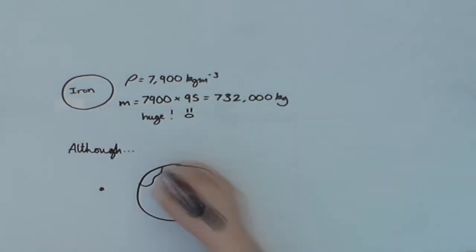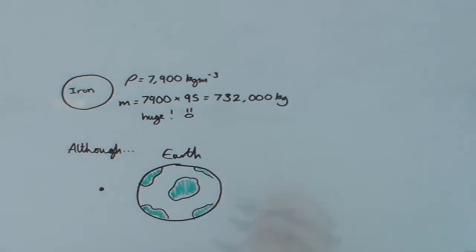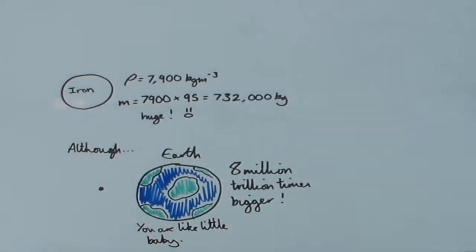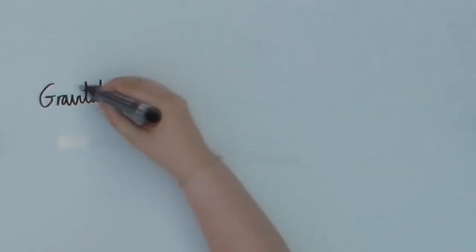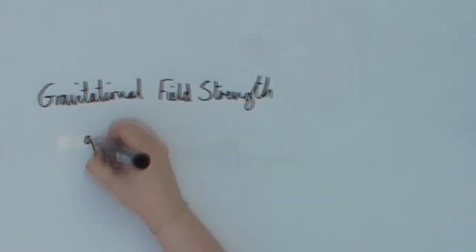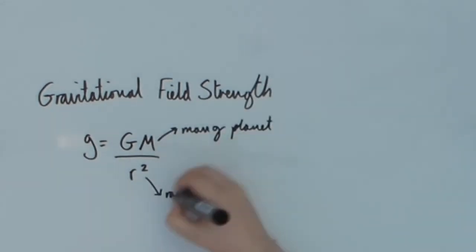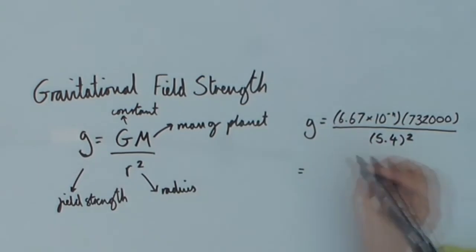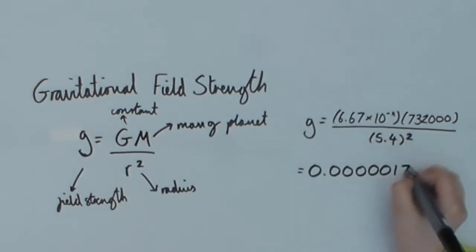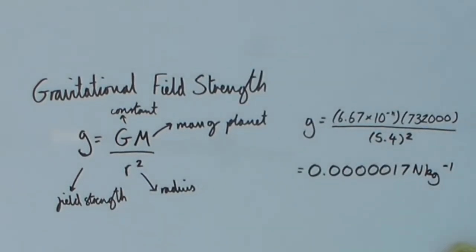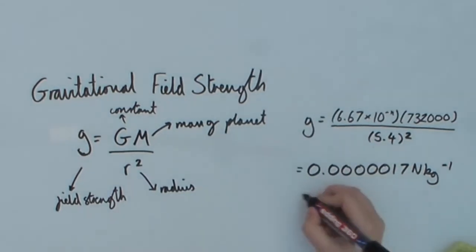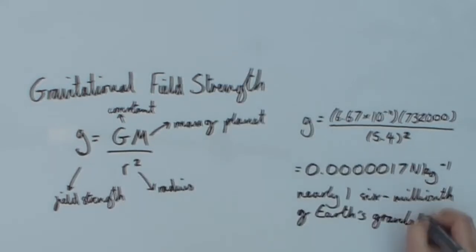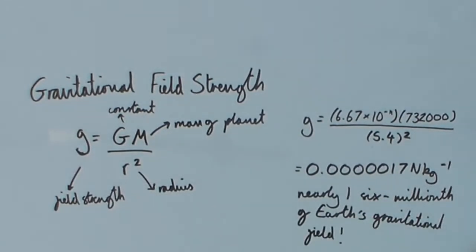Sounds huge until you consider that the mass of Earth is 6 trillion kilograms. So now we can use a gravitational field strength equation, shown on screen, to figure out the gravitational field of our mini planet. And plugging the numbers into our equation gives us 0.000017 newtons per kilogram. Compare that to the 9.81 newtons per kilogram we experience on Earth, and yeah, Mario is not staying on that thing.